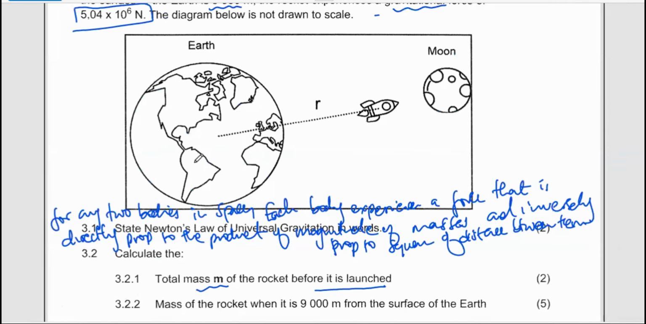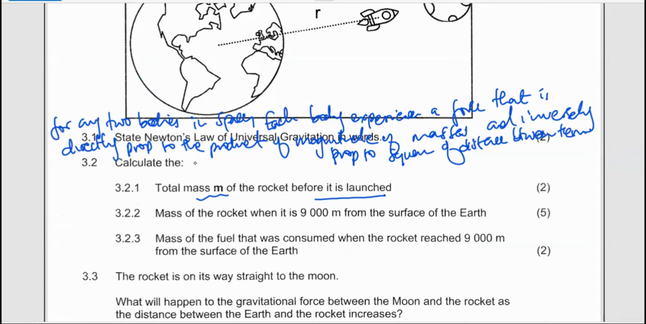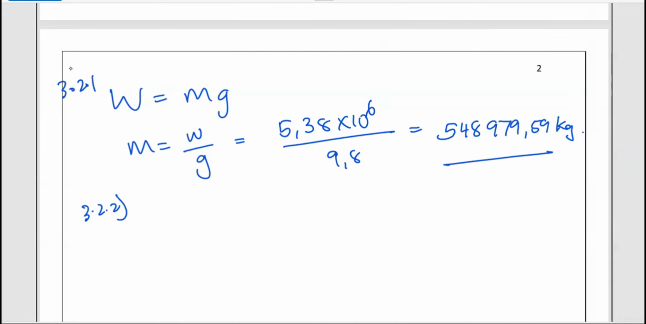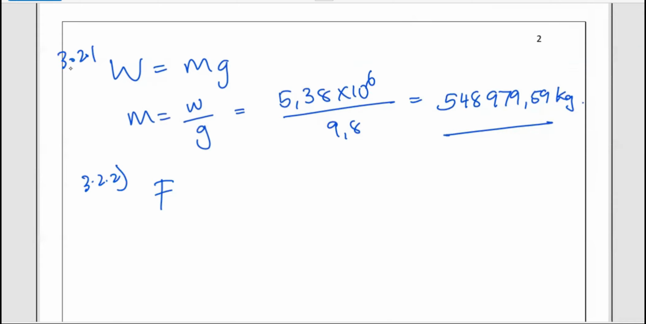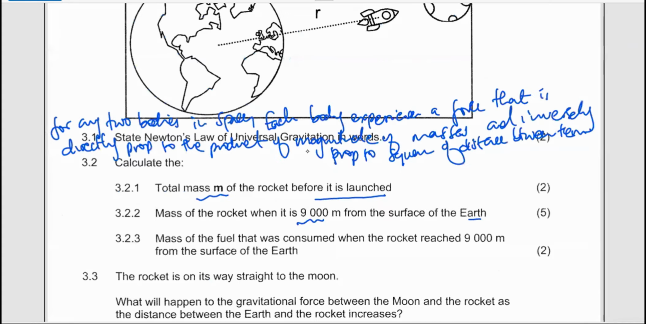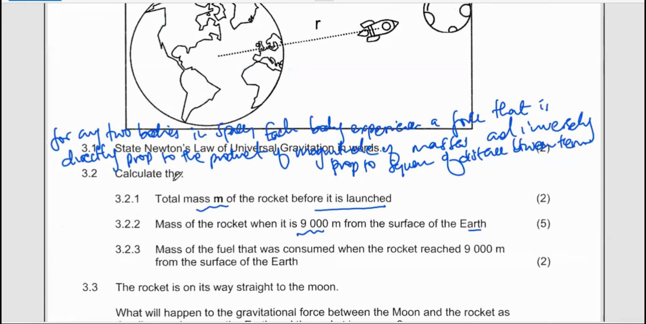3.2.2, they want us to get the mass of the rocket when it is 9,000 meters away from the surface of the Earth. So we need to use the universal gravitational force. We know that is given as F equals G, M1, M2 divided by R squared.